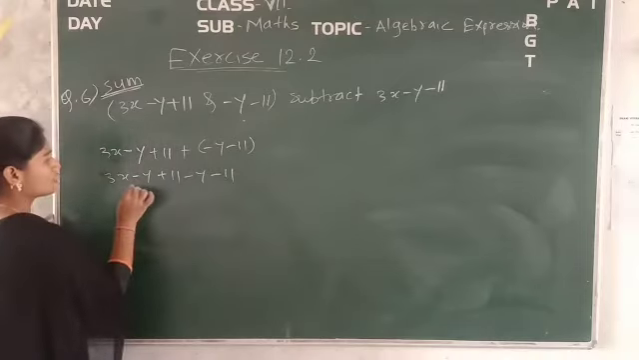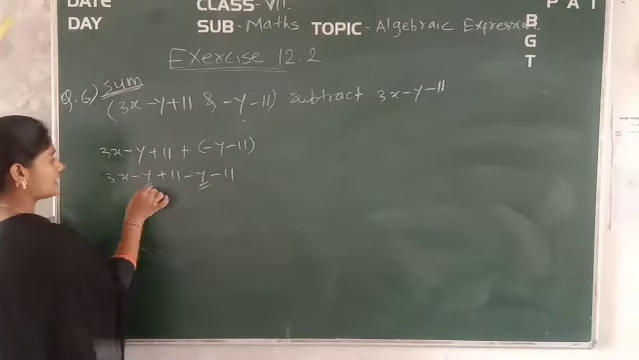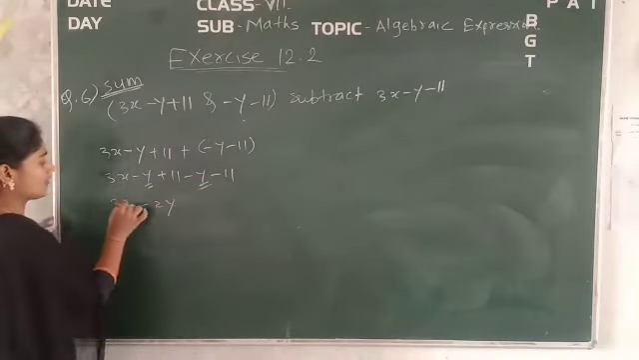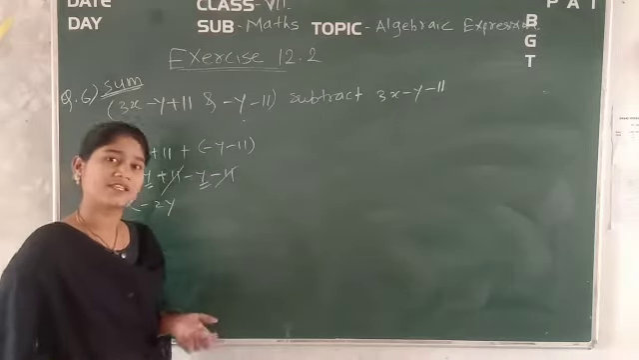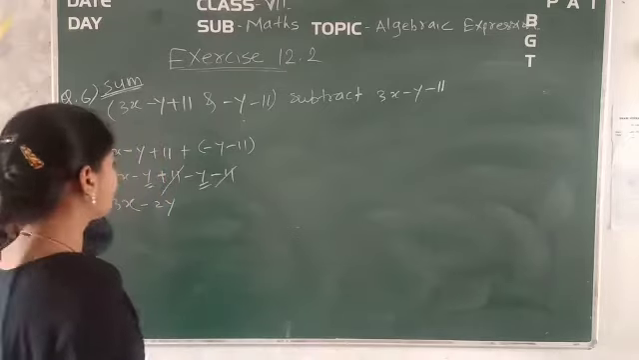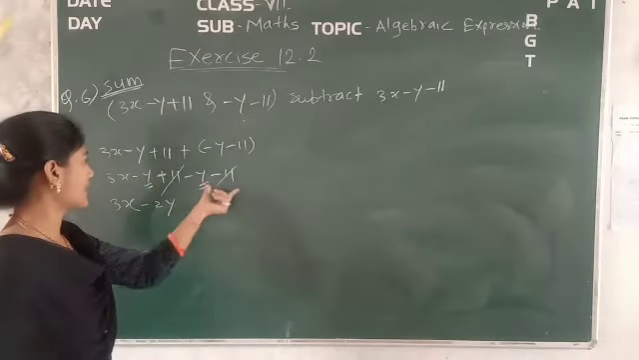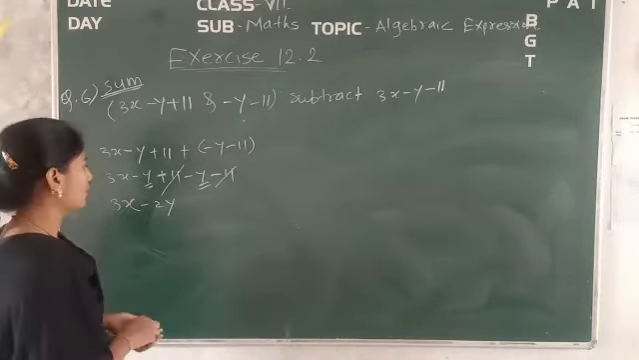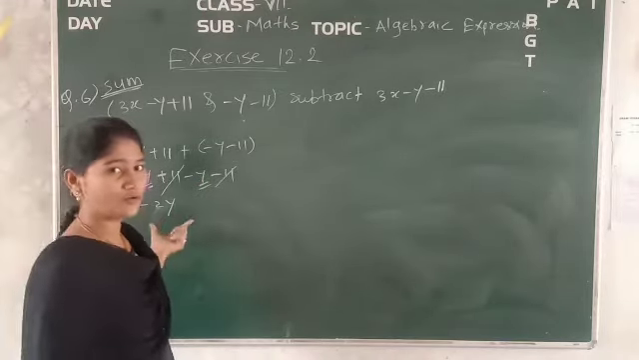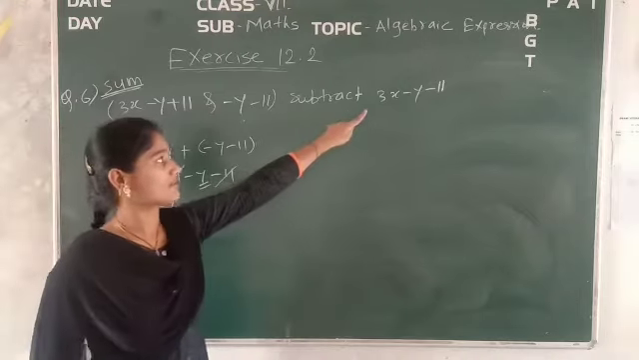Nothing will change. So here minus 5y minus 5y, it is minus 10y, plus 3x will remain as it is. And here plus 11 minus 11, opposites will get cancelled out. So here plus 11 minus 11 got cancelled, 3x minus 5y minus 5y, minus 10y. So this we got as the first term. What we have to do from this term, we have to subtract this term.